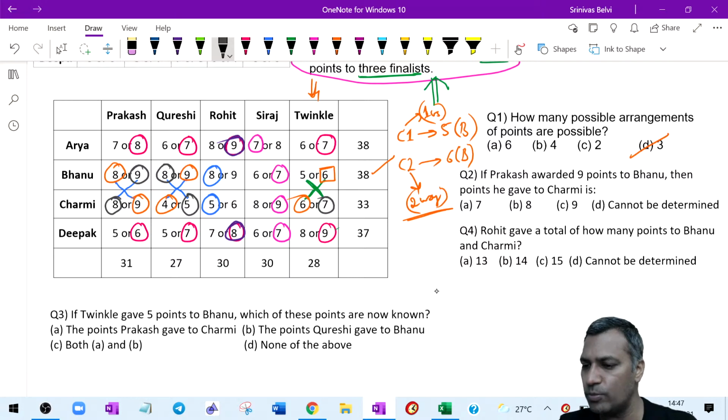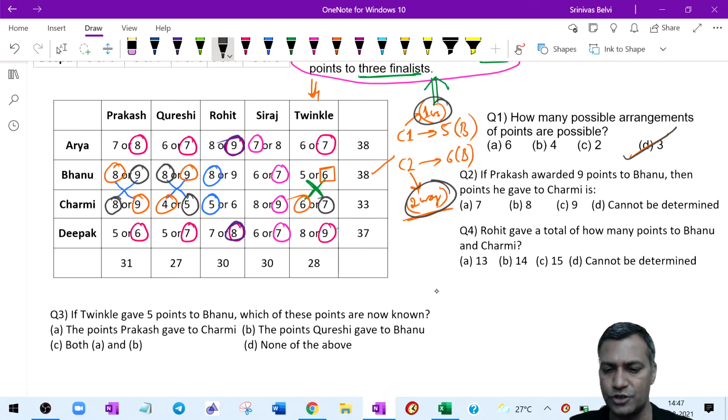Therefore, you say 2 plus 1. 1 way here and 2 ways here. Together, it is going to be 3 ways. Clear? Everybody clear? 3 ways are clear to you?